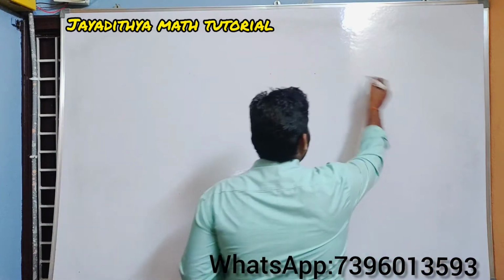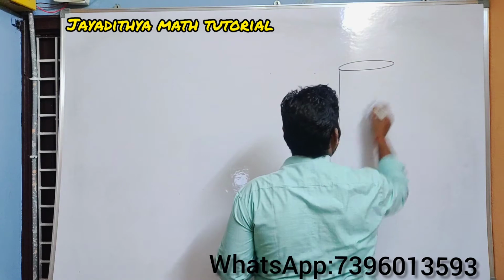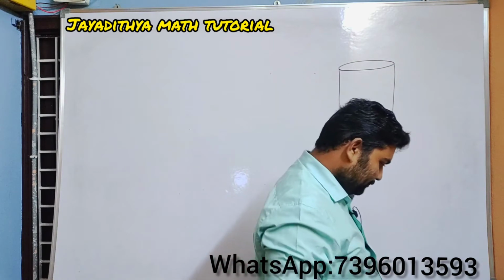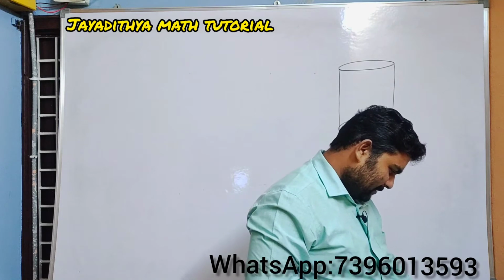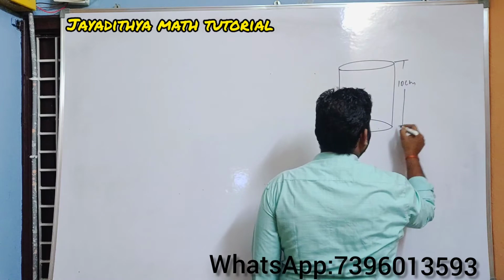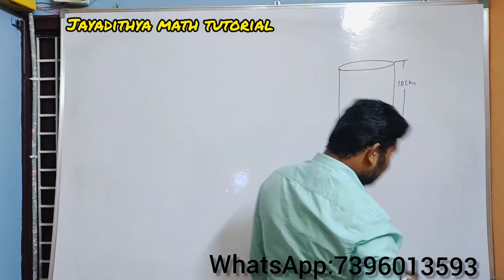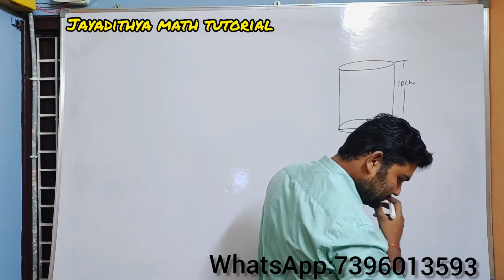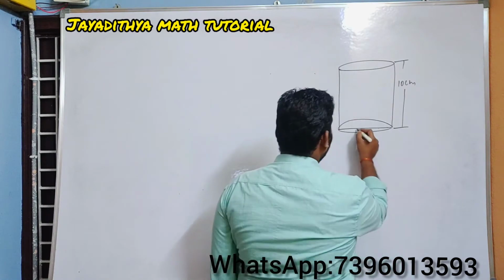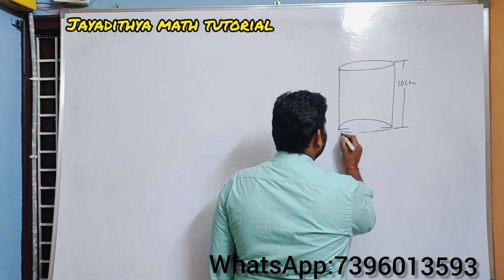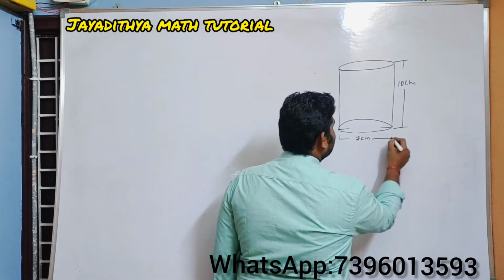So there is a cylinder, and he has given some dimensions here. The height of the cylinder is equal to 10 centimeters, and the diameter is given. The diameter is equal to how much? 7 centimeters. So here I need this space, so I will write here: the diameter is equal to 7 centimeters.